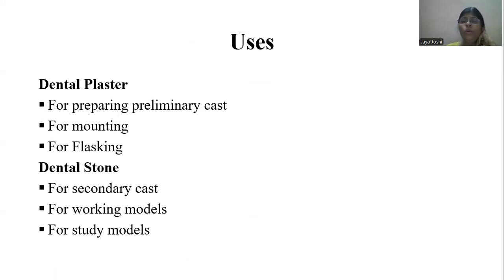Now coming to the uses, dental plaster is used for preparing the primary cast, then it is used for mounting the jaw relation record on the articulator and for flasking the wax denture. So these are the three main uses of dental plaster. Then dental stone is used for making the secondary cast or working models on which we can fabricate some prosthesis. Also, it is used for study models. So these are the uses of dental plaster and dental stone.